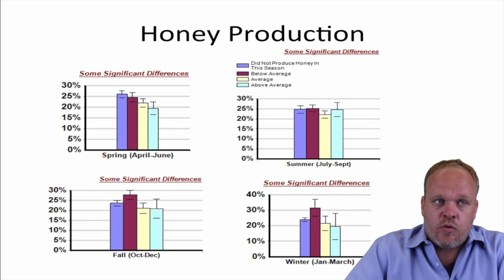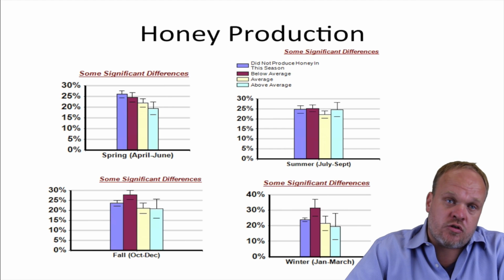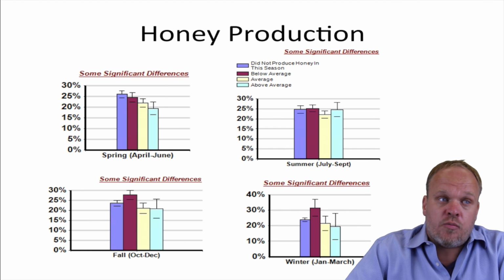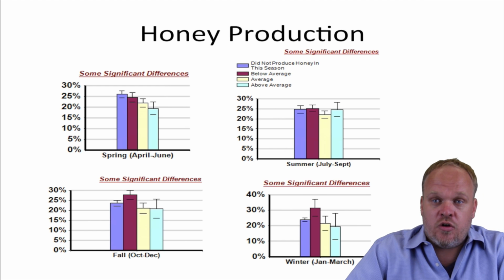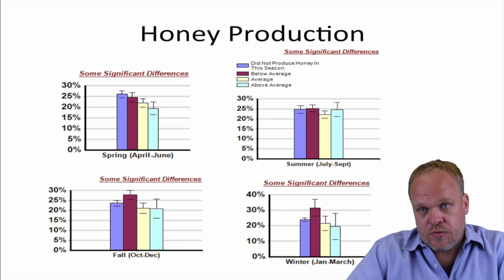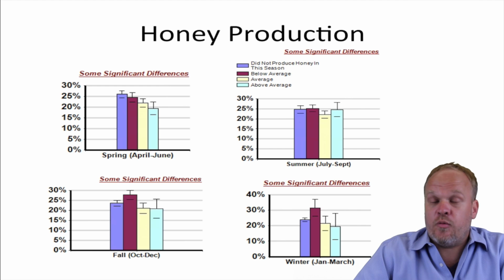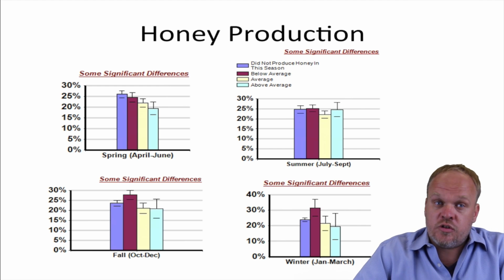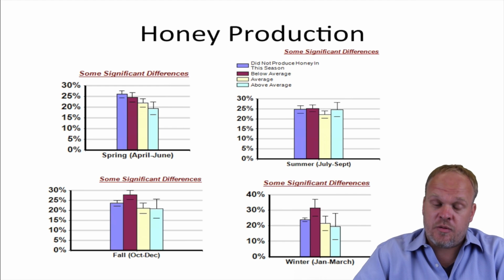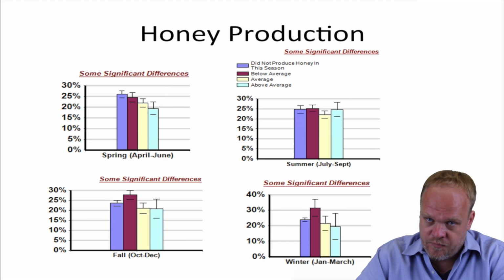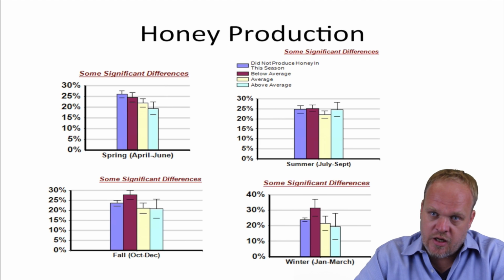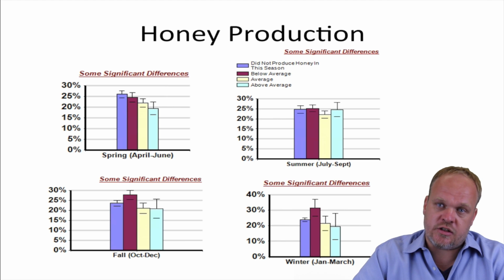Beekeepers who reported having lower than average honey crops in the spring, or no honey crop in the spring at all, reported having much higher losses than those who reported above average production in the spring. So they were not apparent in the summer, nor were they apparent in the fall or the winter. So it seems that there is some relationship between what's happening in the spring, in terms of honey production, and your overwintering success the next year.